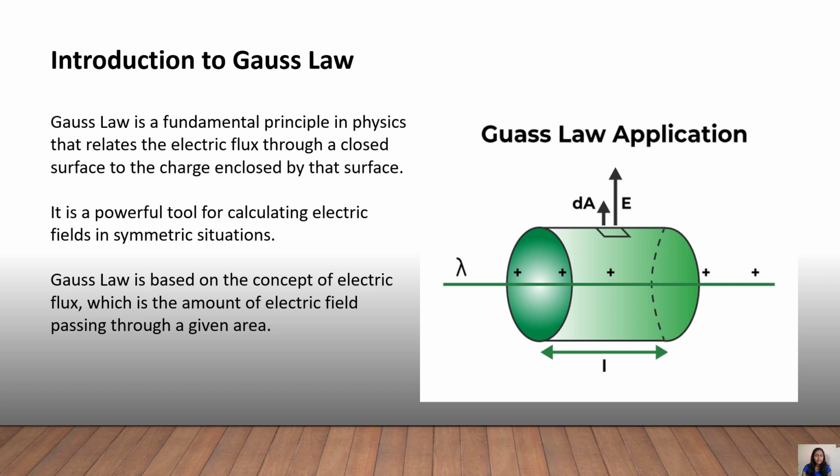Gauss law is a fundamental principle in physics that relates the electric flux through a closed surface to the charge enclosed by that surface. It is a powerful tool for calculating electric fields in symmetric situations. Gauss law is based on the concept of electric flux, which is the amount of electric field passing through a given area.